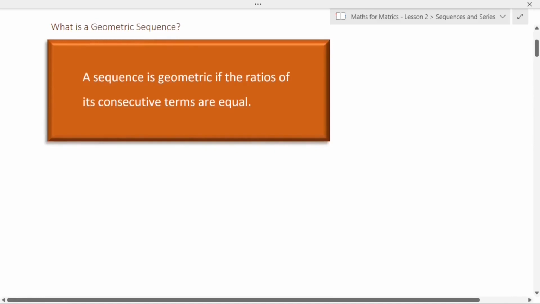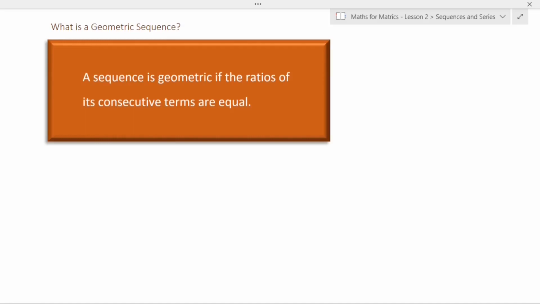What is a geometric sequence? A sequence is geometric if the ratios of its consecutive terms are equal. Now, let's go into details.